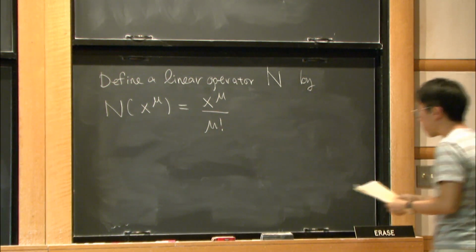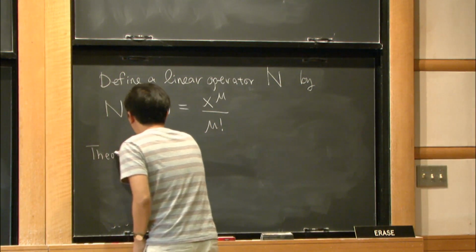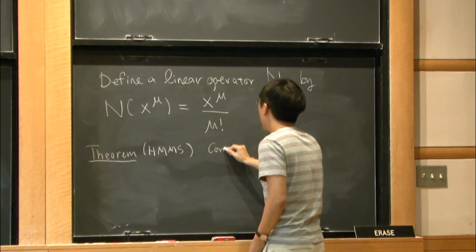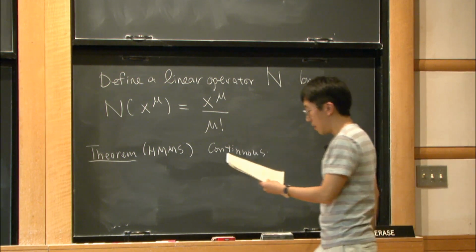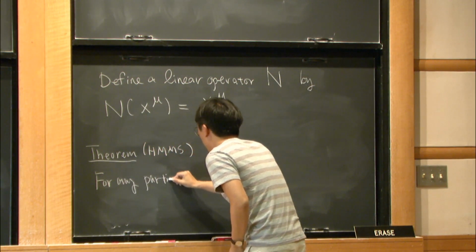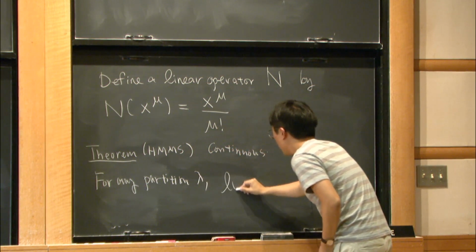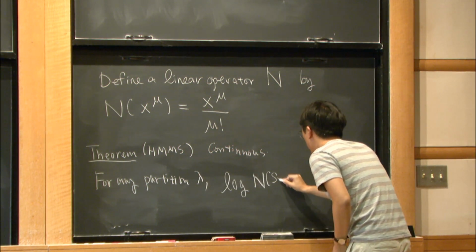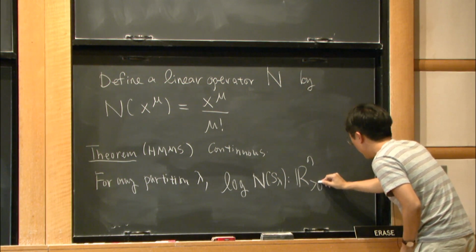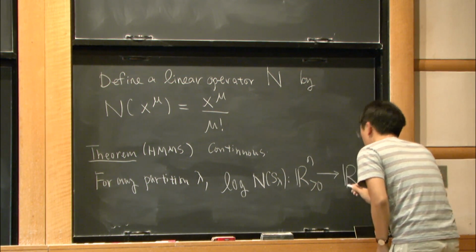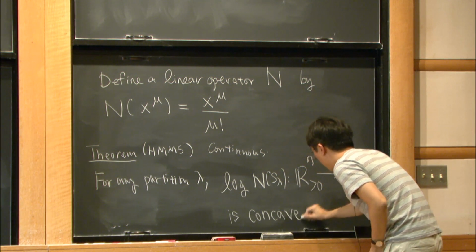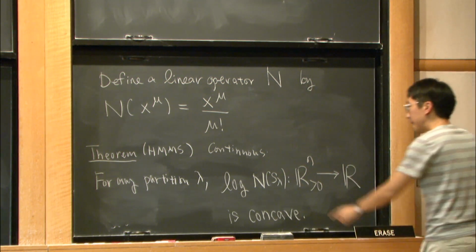A very simple linear operator. And the result is that for any partition lambda, if you take the log of the normalized Schur polynomial, viewed as a function on the positive orthant, it is a concave, continuous function, when S lambda is not identically 0.